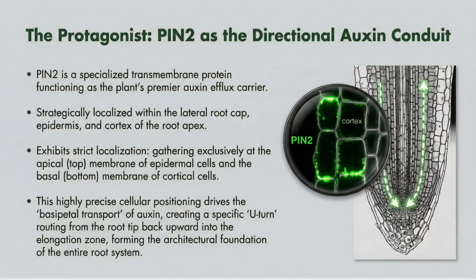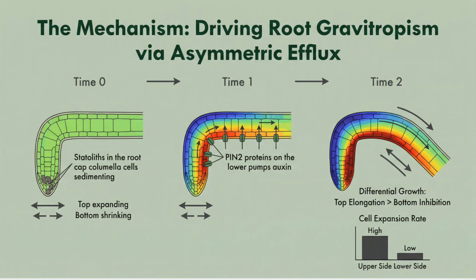Here we meet PIN2, the protein that acts like a directional conduit for auxin in the root, and the illustrations help make that concrete. PIN2 is a specialized efflux carrier concentrated at specific membranes in the lateral root cap, epidermis, and cortex, and its precise positioning drives a basipetal U-turn flow of auxin from the tip back into the elongation zone, sculpting root architecture. The mechanism diagrams walk us through how gravitropism unfolds.